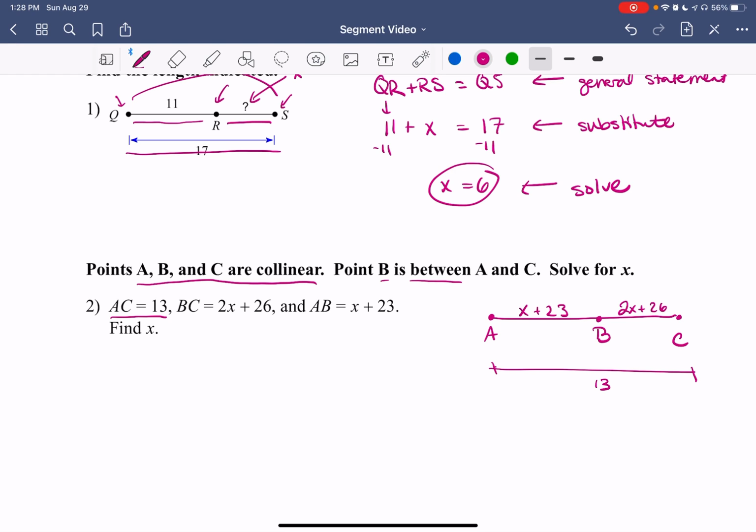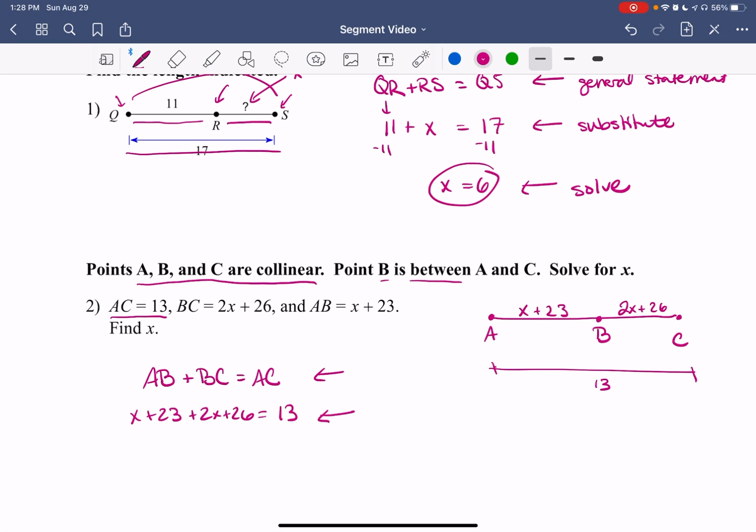So again, let's start with the general statement using just the names of the points. So the first little stick is AB, plus the second little stick is BC, and the whole big stick is from A to C. So there's my general statement. Now let's substitute. AB is x plus 23, BC is 2x plus 26, and AC is 13. So I made my general statement, I substituted, now I'm going to solve.